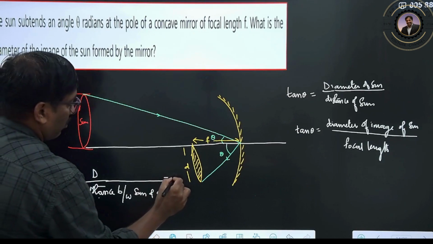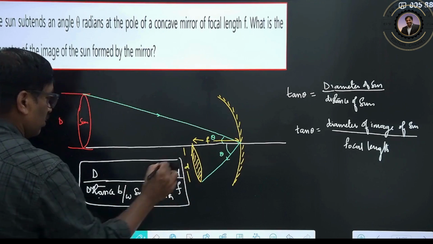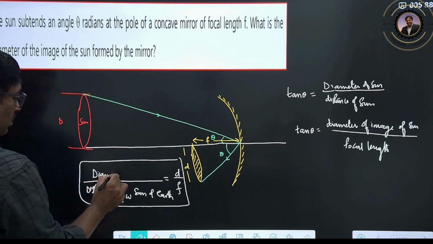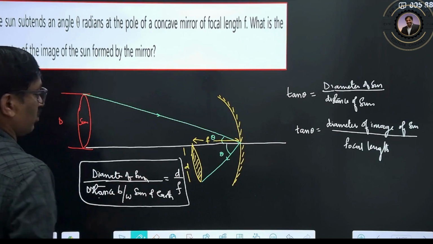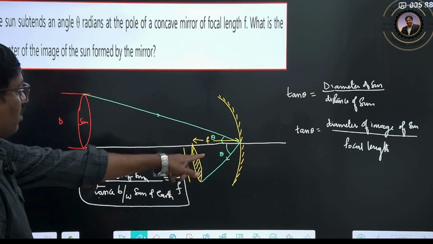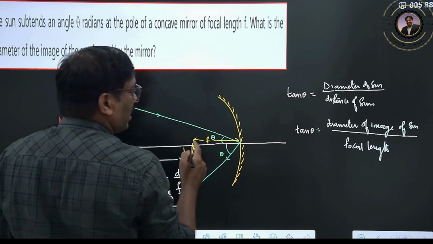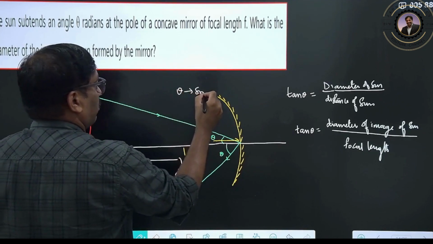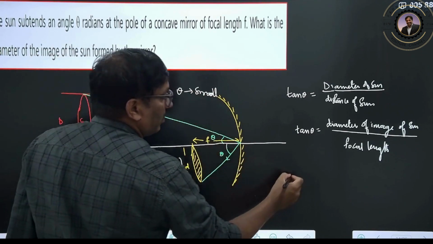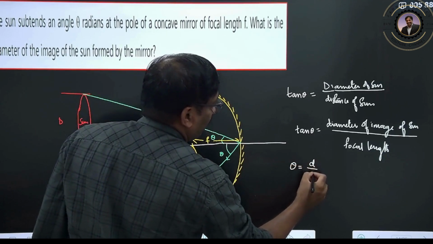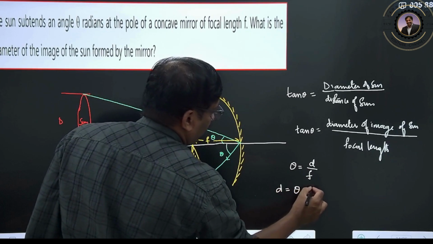So it will be equal to the diameter of the image of the sun by this one. Like this, you can rewrite it. But he is asking what the diameter of the image of the sun is. Therefore here tan theta is very small. Theta is small means tan theta is nearly equal to theta. Theta is equal to the diameter of the image of the sun by f. So the diameter of the image of the sun will be theta into f.